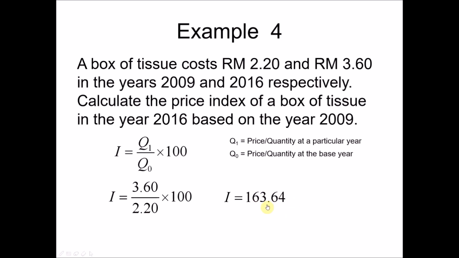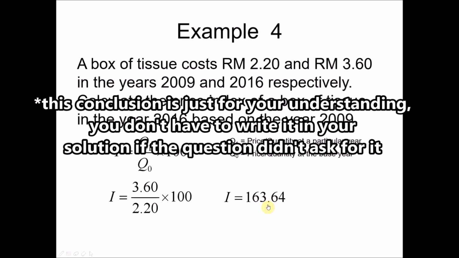What conclusion can we get from the price index here? So the conclusion is the price increases by 63.64%. Because you take this, you minus 100, okay? So it increases by 63.64%.